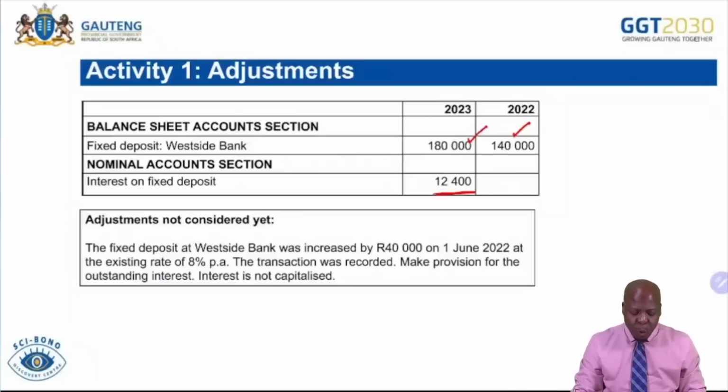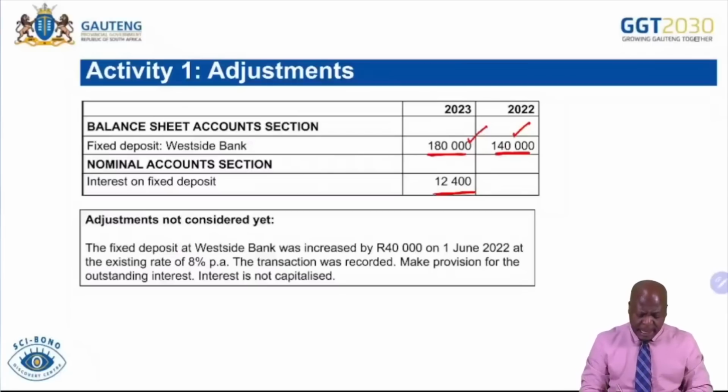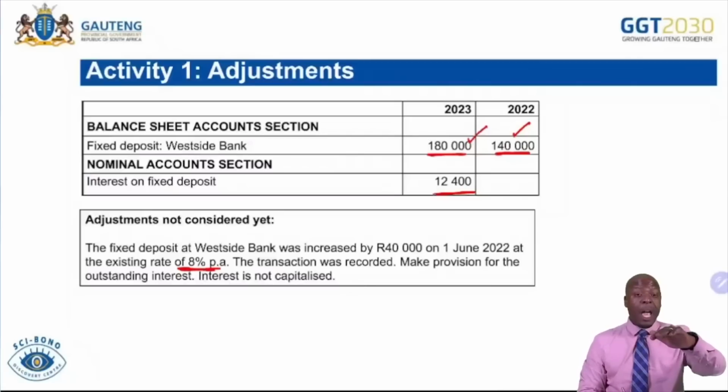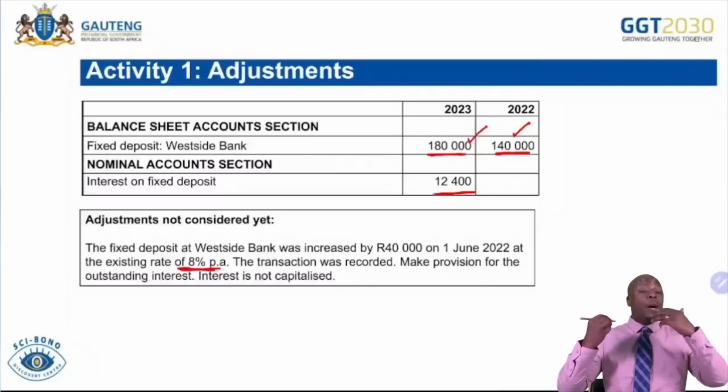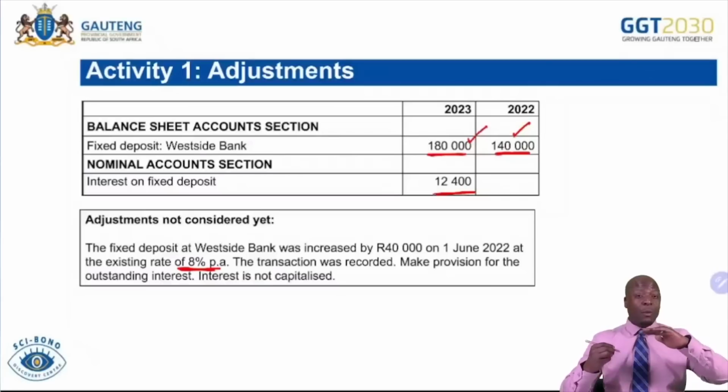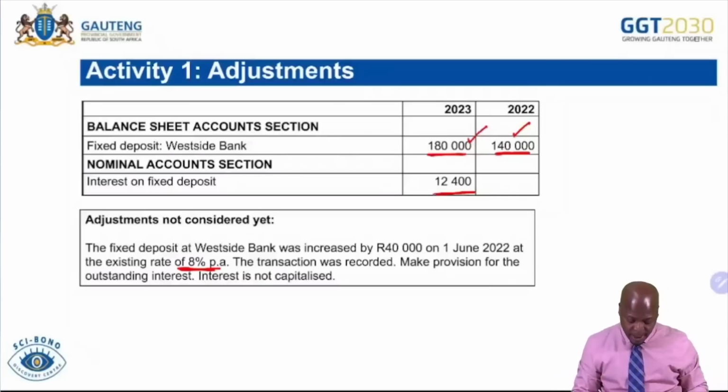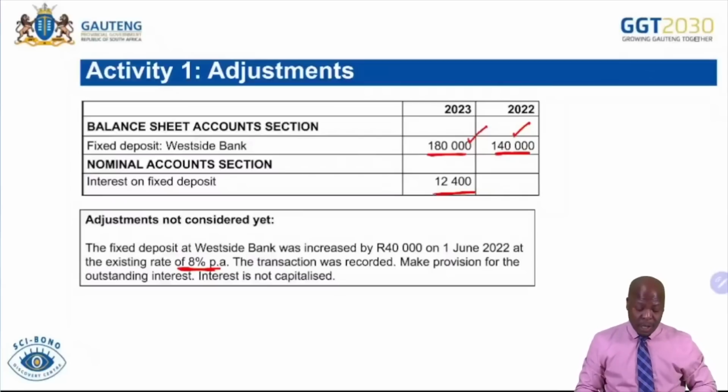The fixed deposit at West Side Bank was increased. Okay, now that explains why here we have 140 and here we have 180. The fixed deposit has been increased by 40,000 on the 1st of June 2022 at the existing rate of 8% per annum. So they're telling us that the interest rate has remained constant. However, the amount of fixed deposit has increased from 140, now it is 180. The transaction was recorded. Make provision for the outstanding interest, and interest is not capitalized.